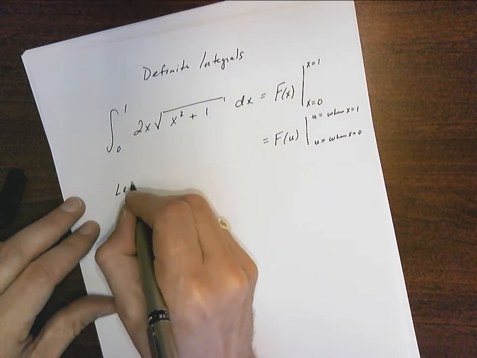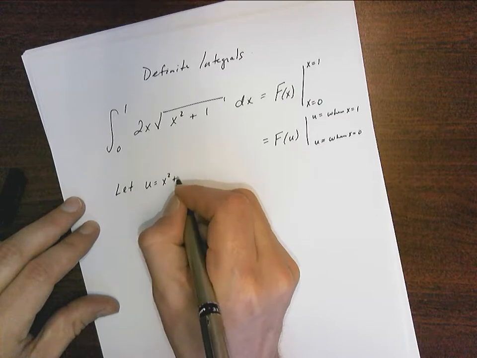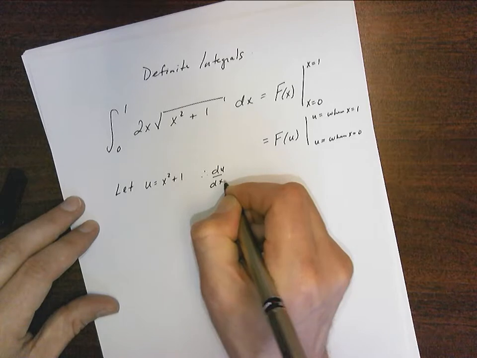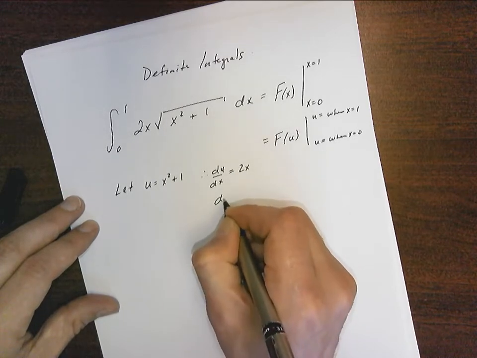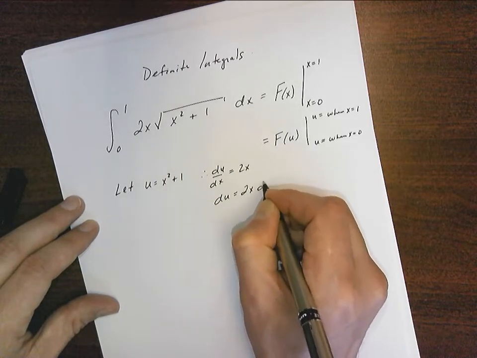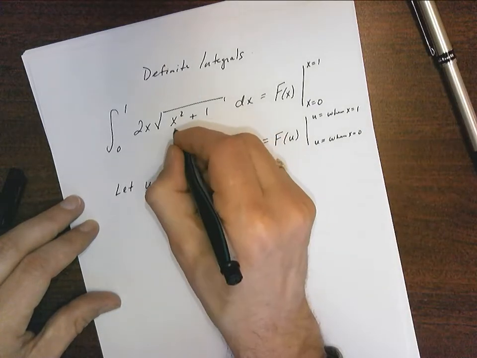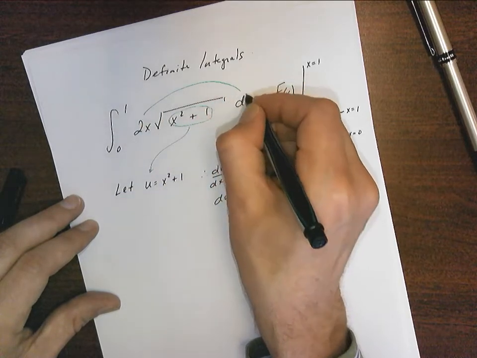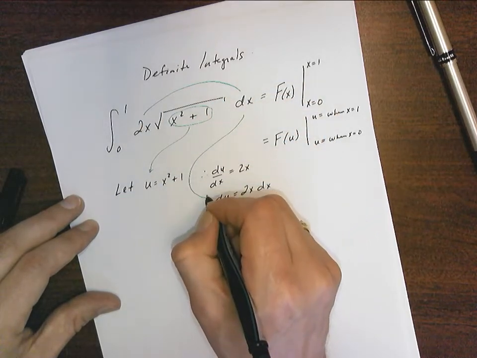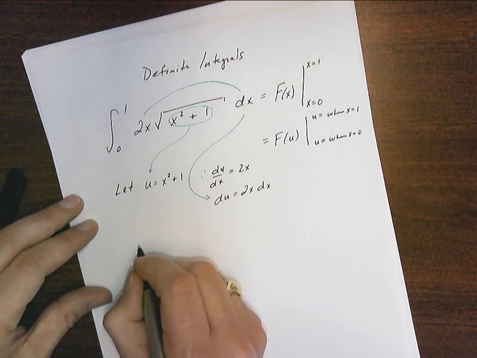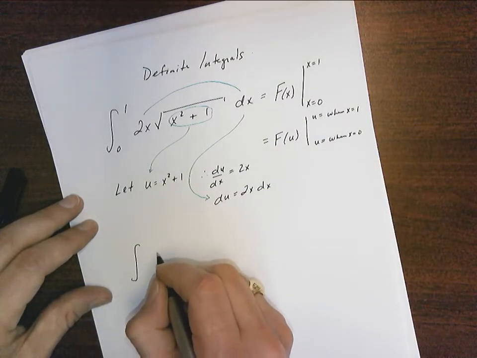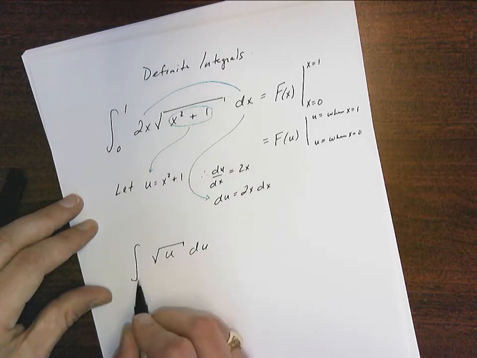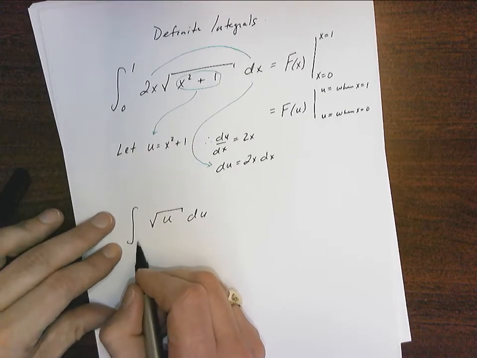We're going to start off with let u equal x squared plus 1. Therefore, du by dx is going to equal 2x. Therefore, du equals 2x dx. So I'm going to replace this with u, and I'm going to replace this with du. So we get the integration of square root u du. Now, what goes over here? I need upper and lower bounds.